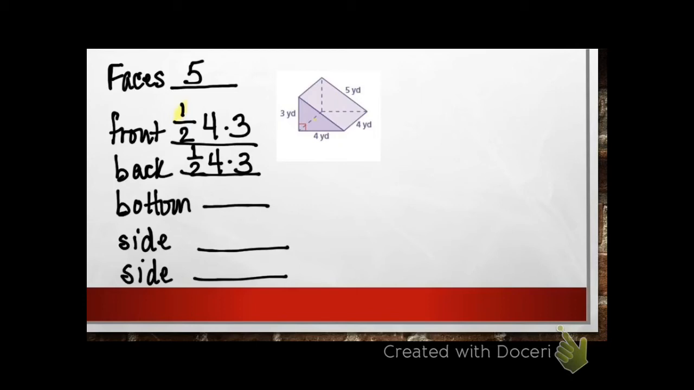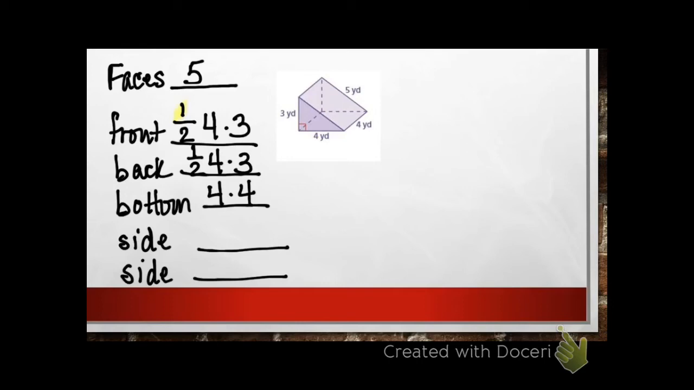All right, now let's do the bottom, since that's our next one. Here's our bottom. So what are the numbers for the bottom? 4 times 4 is correct. All right, so we have that. And we don't have to worry about the 1/2 because that was only needed for a triangle.